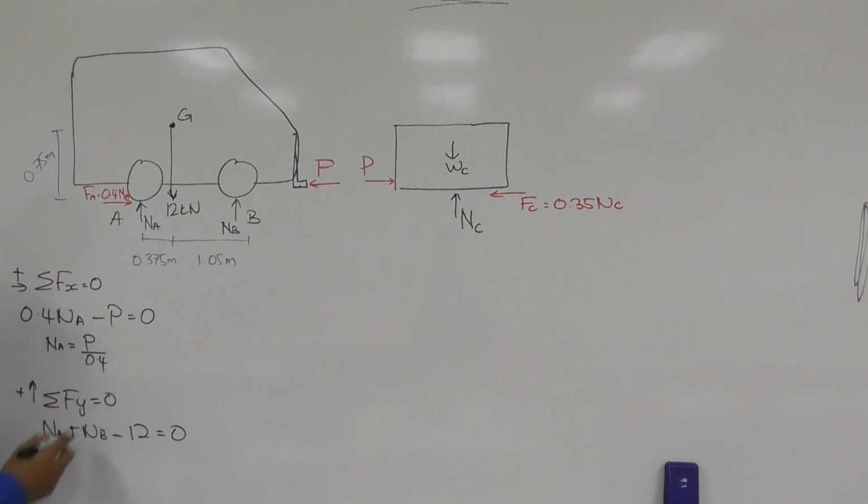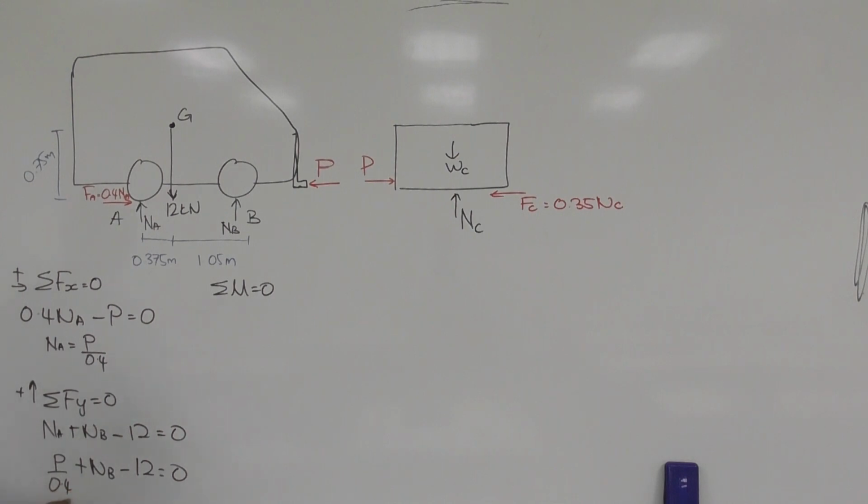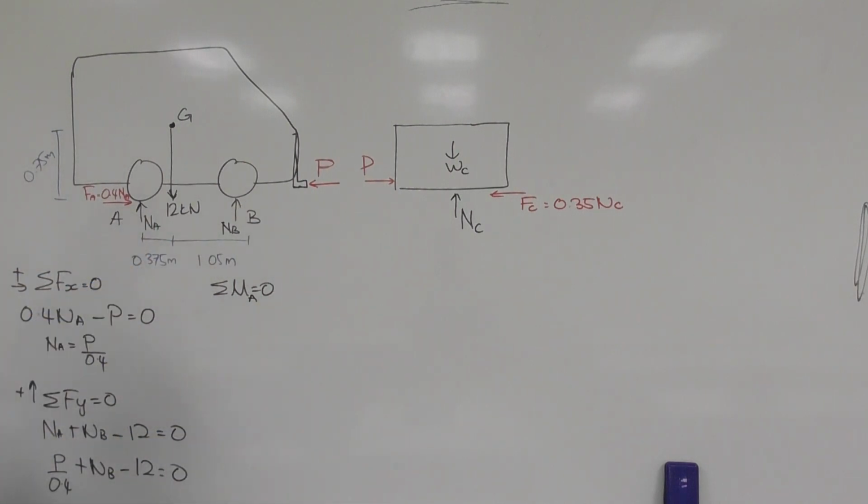If I plug in here, can I solve for something? Okay, if I plug in here, in this case it will be P over 0.4, I didn't do my calculator unfortunately, plus NB minus 12. We put it that way first, and then we take summation of moment equal to 0. For moment, because we have here NB and P, if I take moment at point A, then I also have NB and I can solve for P, right?